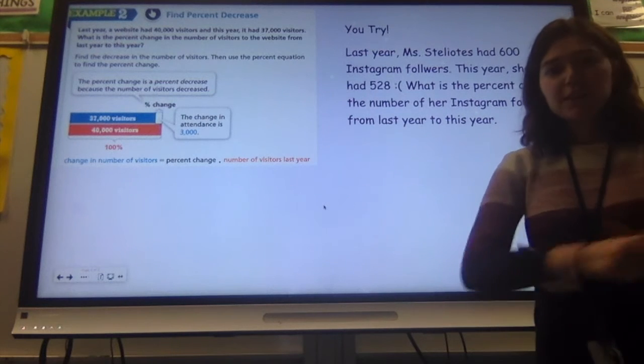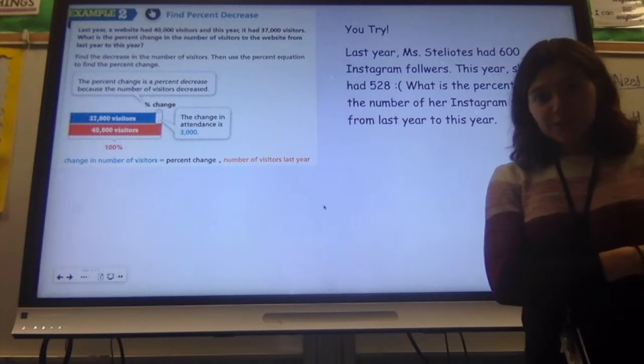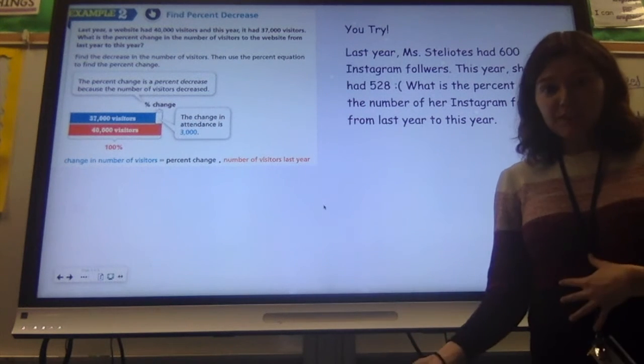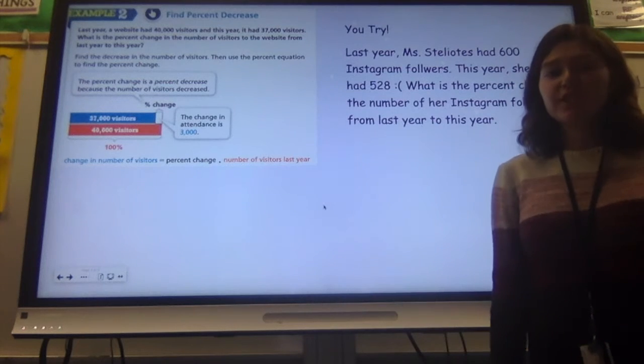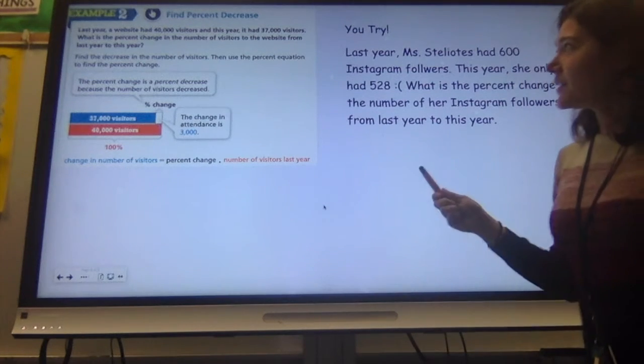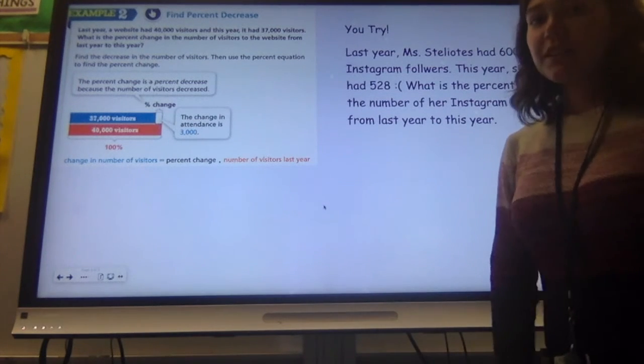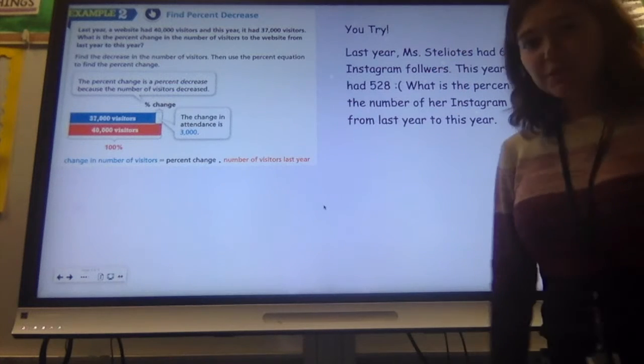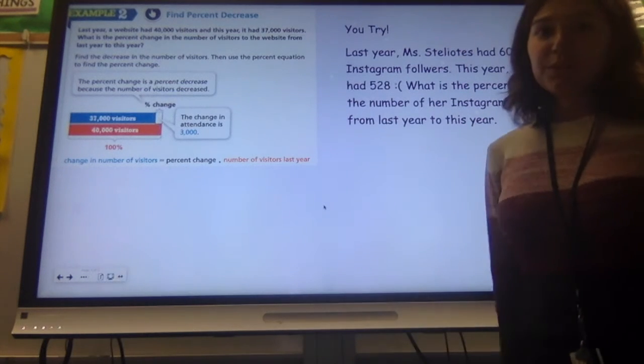Welcome. All right, so today we're going to look at an example of a percent decrease problem, which is connected to percent change. There's the increase version and the decrease version. So in this situation, we're going to look at example 2, and then you're going to look at another example, and you're going to be doing that along with me as I'm doing example 2.